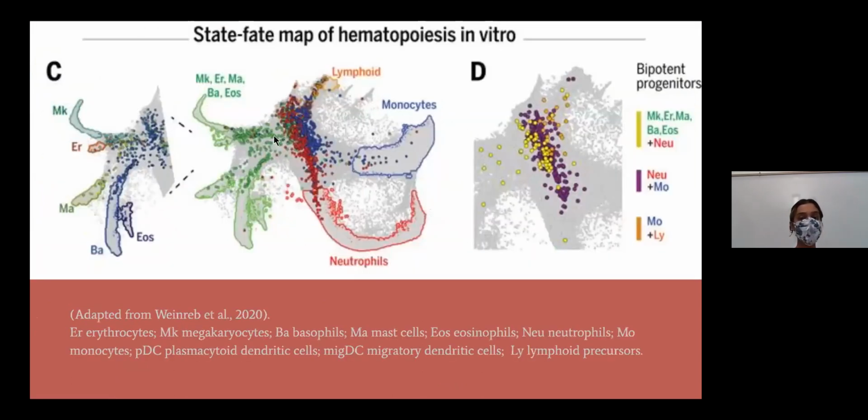Okay, so this is the continuum again, but with the actual fates overlaid. So here, it gives us a really intuitive visualization of how these fates differentiate and how they relate to each other. So we can see that neutrophils are more similar to monocytes, but they're more different from lymphoids.